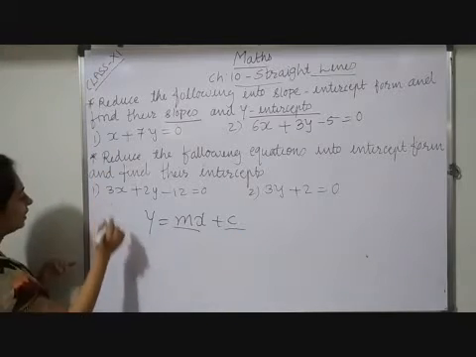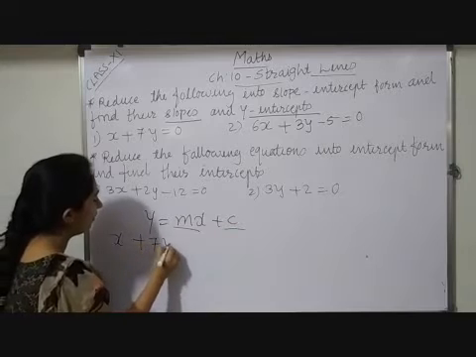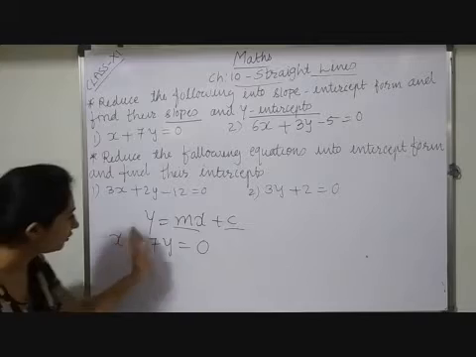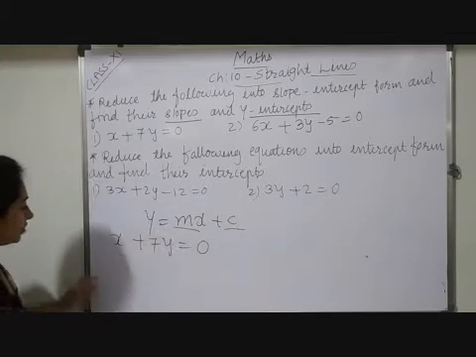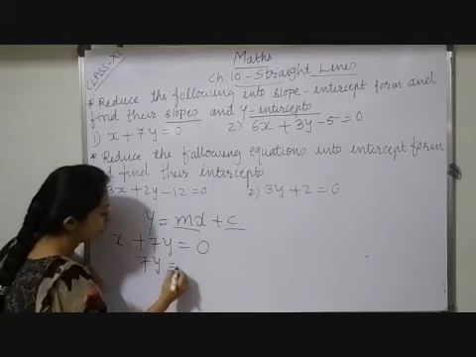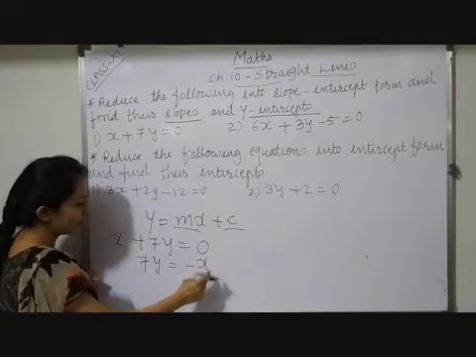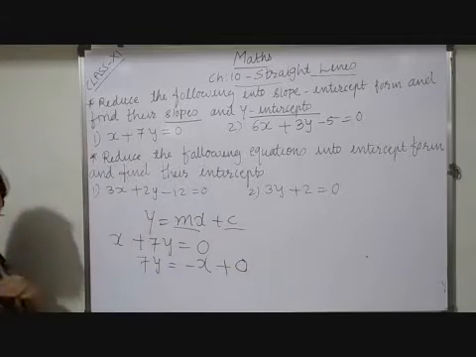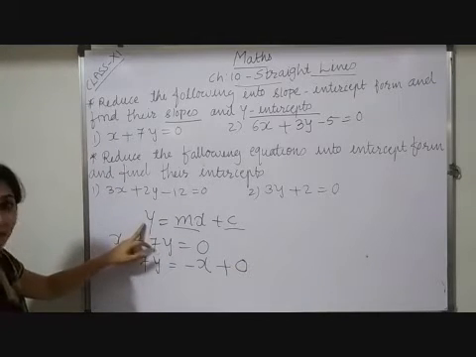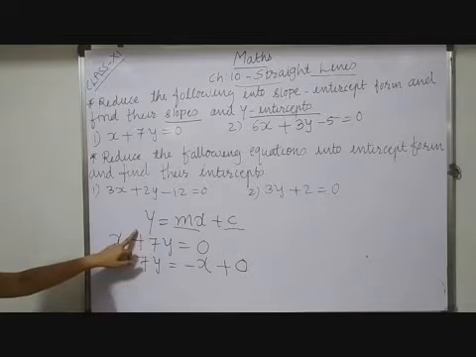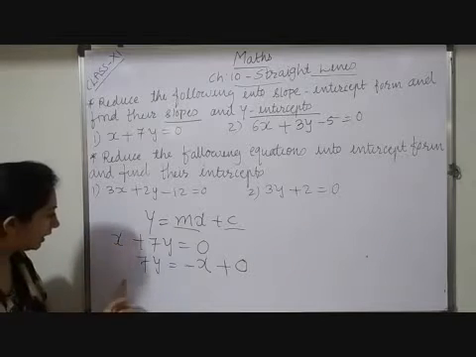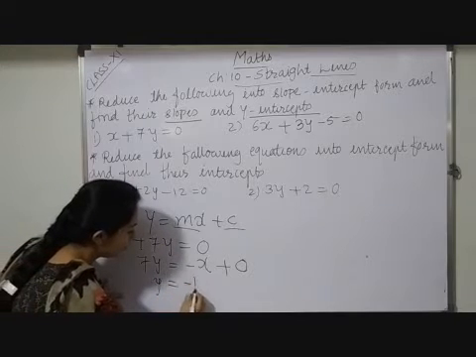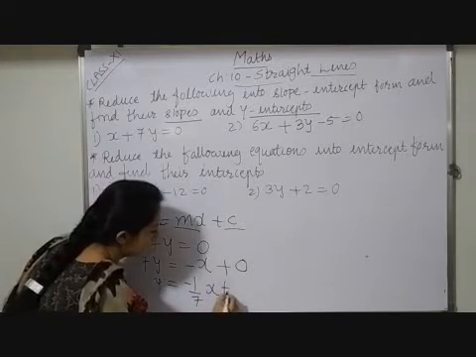Now here your equation is x + 7y = 0. To reduce it into this form, I have to shift x towards the RHS. So here I will get 7y = -x. Here I don't have a constant value, so I will write plus 0. Now after that I want y. With y I don't want any constant. So what should I do? Divide both sides by 7. So you will get y = -1/7 x + 0.